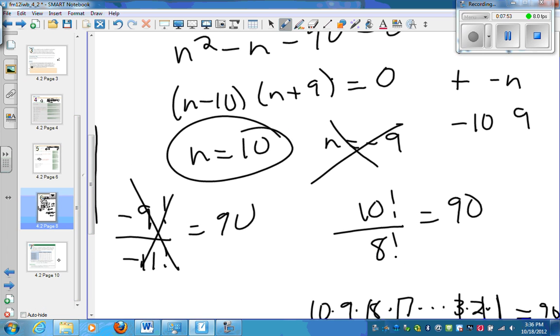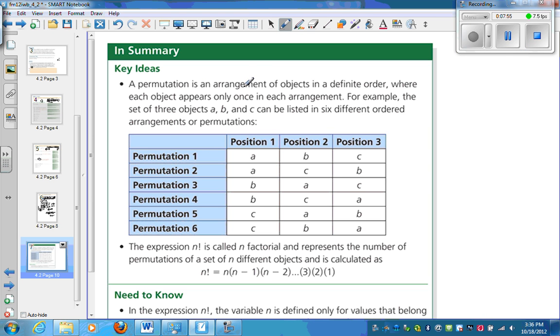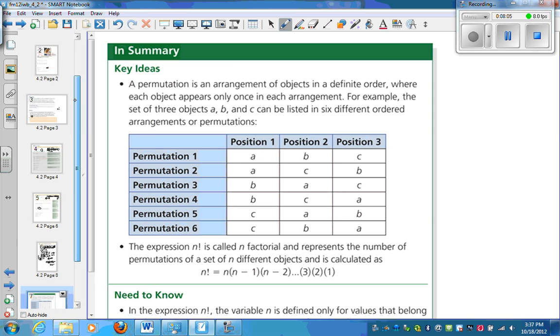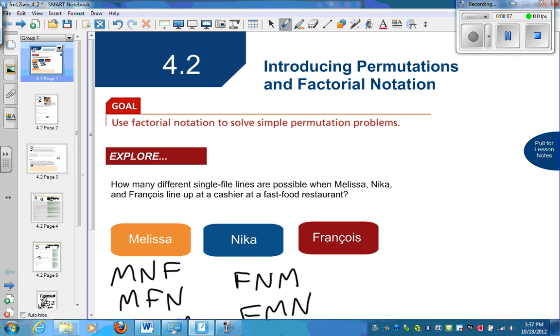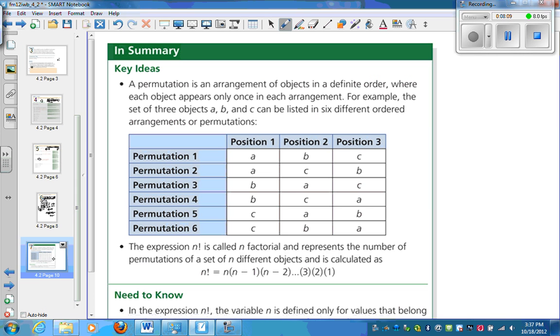Okay, couple things. A permutation is an arrangement of objects in an order where each object appears only once. For example, the set of 3 objects A, B, and C can be listed in 6 different ways. So that's like what we did at the beginning, where we had 3 different objects and we showed 6 ways that they can be listed. The expression n exclamation mark is called n factorial and represents the number of permutations in a set of n different objects. And this is how it's calculated.